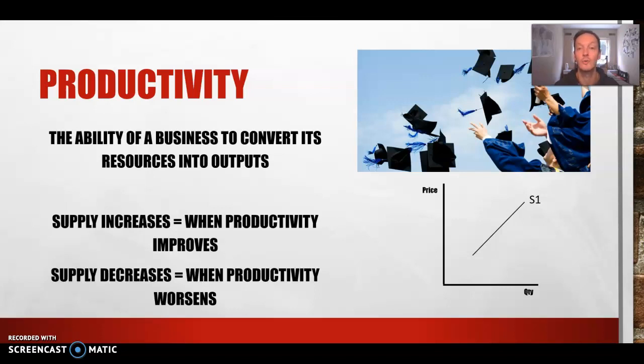So my question to you here: when there is an increase in university and TAFE graduates, what is the effect on supply? Pause the video, make your prediction, and we'll get to the answer in a tick.